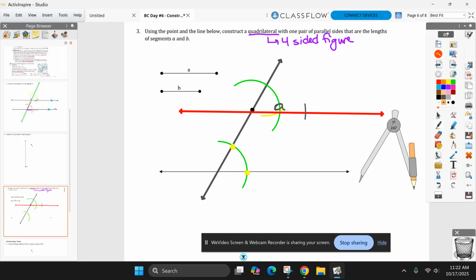Now the other, go ahead, Max, sorry. Can you make a point there? You could, if you want. Yeah, you can.